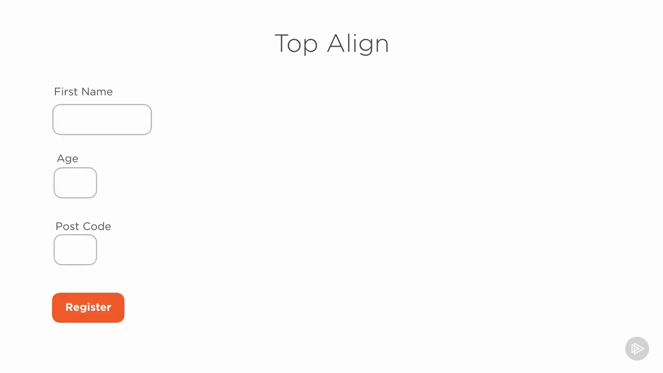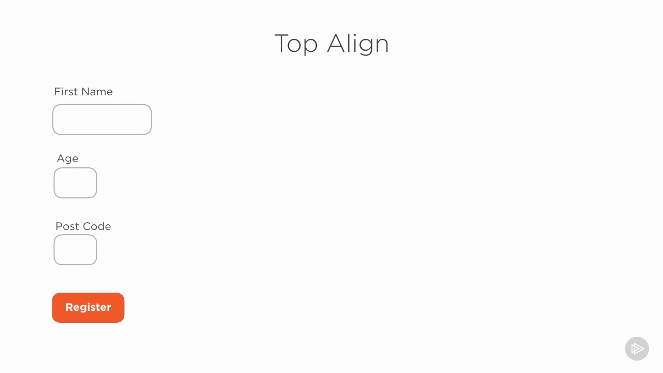And finally, look at this image. Here again, labels and fields are pretty close. Now look at the eye movement. The user's eyes only need to look down. They don't go to the right and down and right and down.